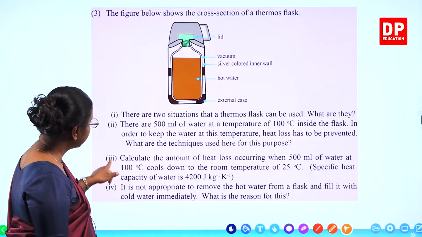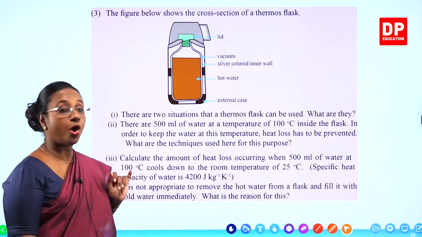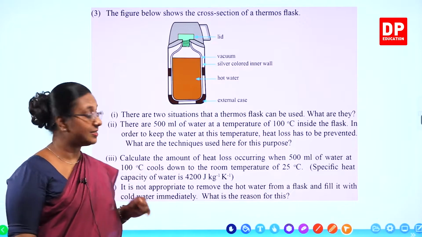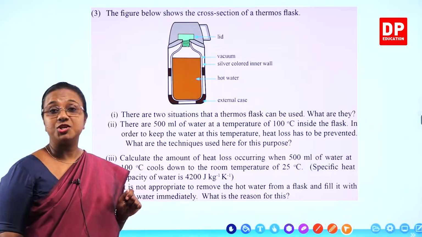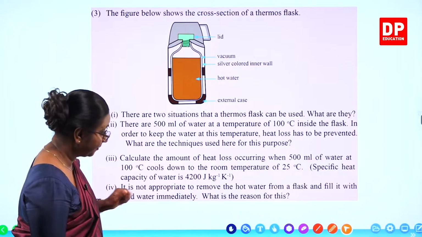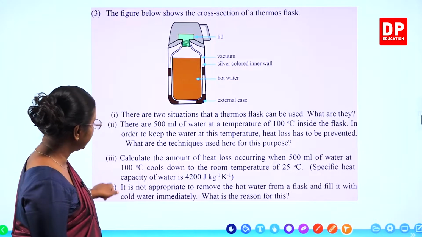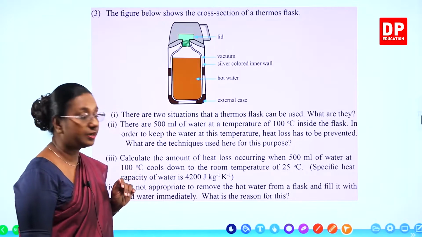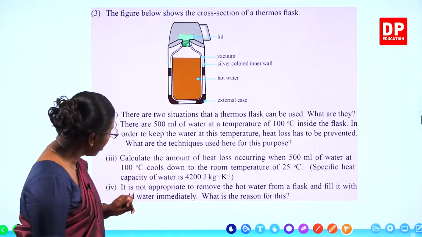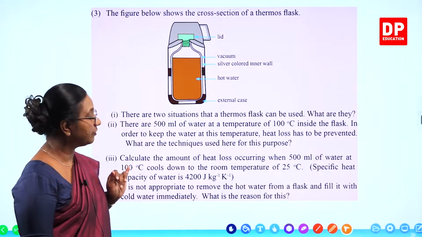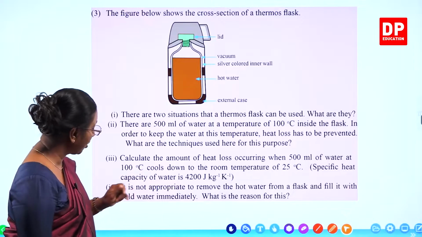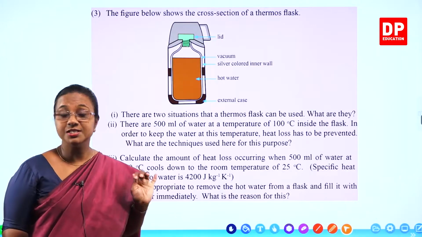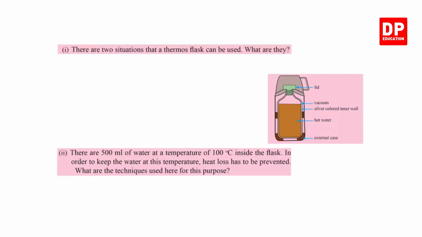Then the third question, calculate the amount of heat loss occurring when 500 milliliter of water at 100 degrees Celsius cools down to the room temperature of 25 degrees Celsius. The specific heat capacity of water is given to you as 4200 joule per kilogram per Kelvin. It is not appropriate to remove the hot water from a flask and fill it with cold water immediately. What is the reason for this? So those are the questions. We will answer them one by one.